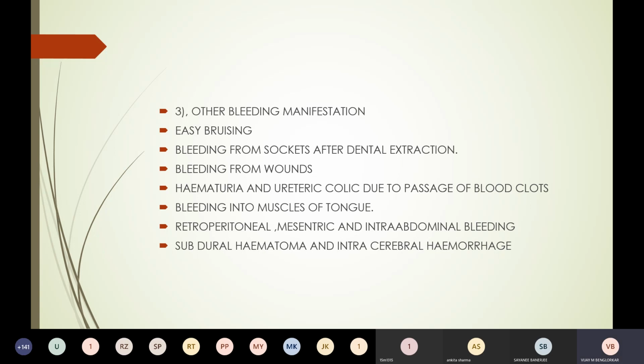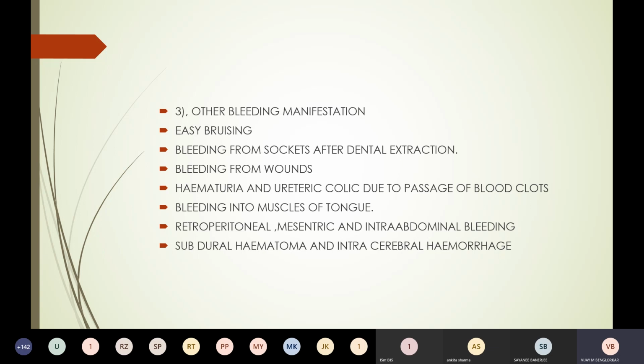So what are other areas where you get bleeding? The other bleeding manifestations are easy bruising. Suddenly starts bruising of the skin, surface tissue without any reason. Bleeding from the wounds. Patient has got wound. Like bleeding from the sockets after dental extraction. Suppose the dentist has removed the teeth and patient is getting suddenly bleeding, is not able to stop. Think of hemophilia.